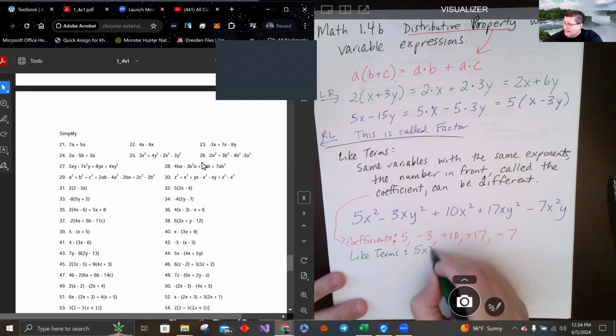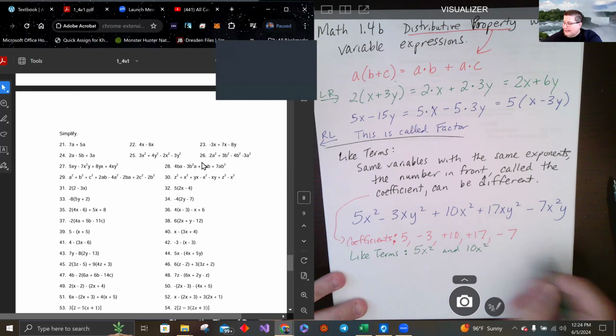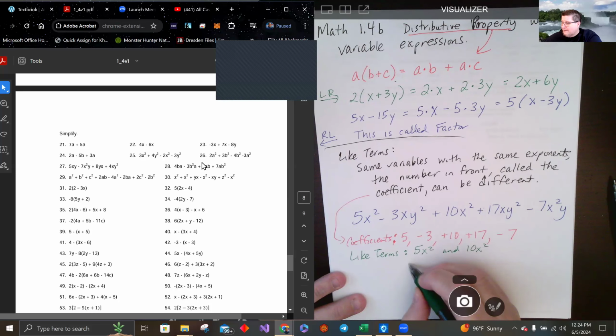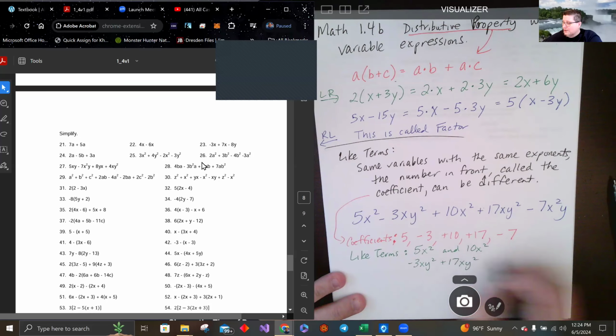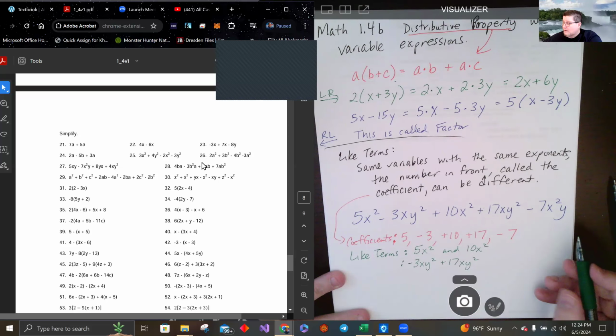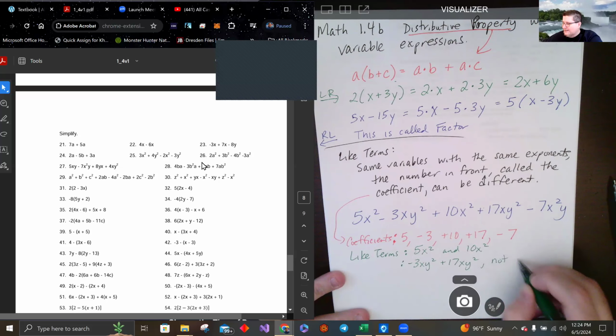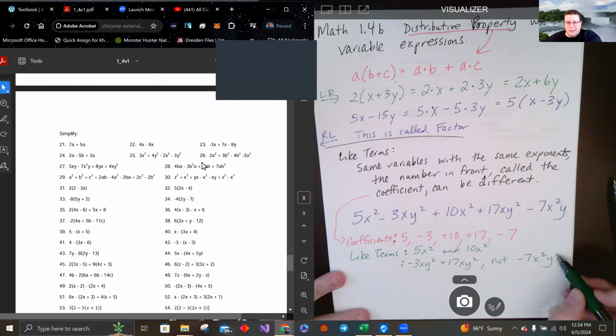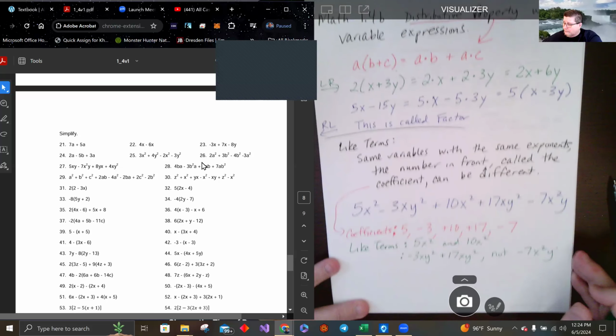5x squared and 10x squared. That's a set that's alike. -3xy squared plus 17xy squared is also alike. Not -7x squared y. We still have similar exponents, but they're on the different letters, so it doesn't match up.